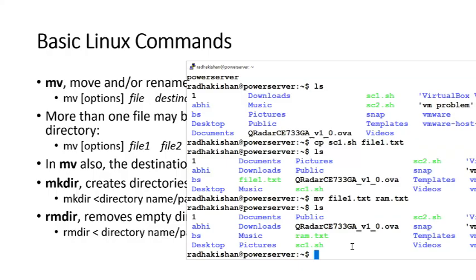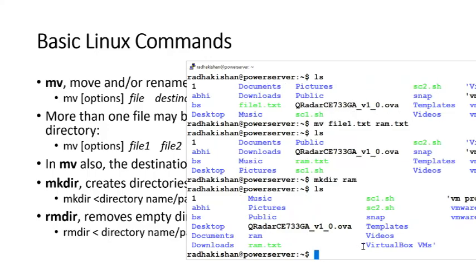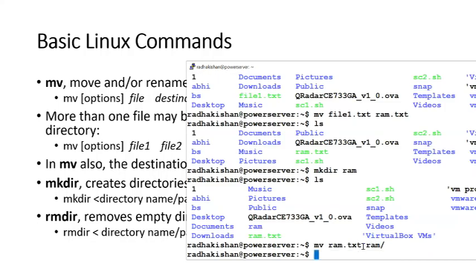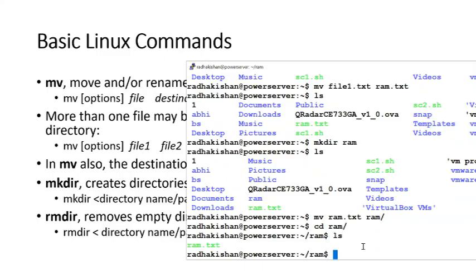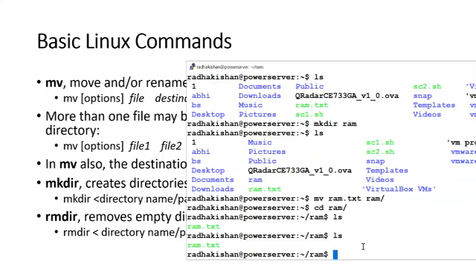Everyone should know how to make a directory, how to copy a directory, and how to remove a directory. If we want to create a directory, then the mkdir command. Mkdir RAM created it. If we want to move a file, then move ram.txt to the RAM directory. It moved to the RAM directory. We can change directory into the RAM directory, and we can see there is a file called ram.txt.